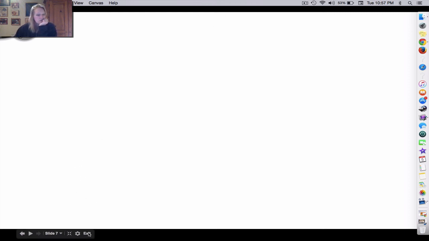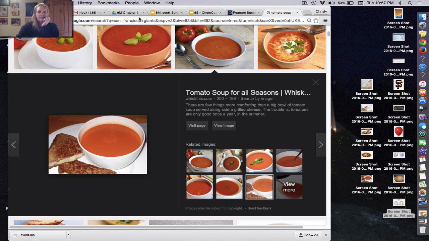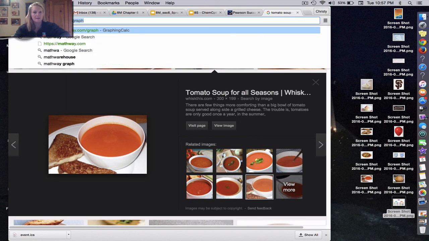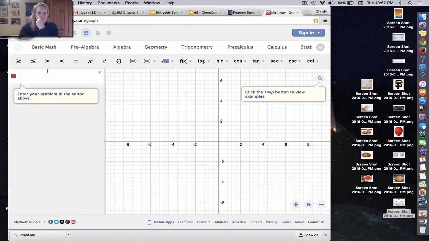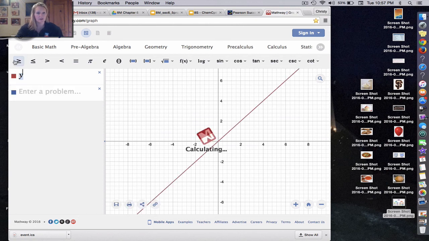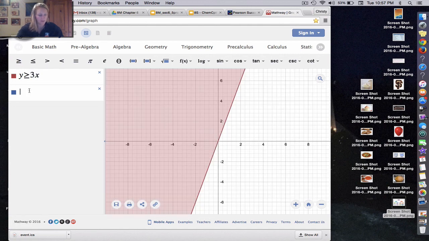But now that we have those 2 equations, we're going to go ahead and go to mathway.com, graphing. Popped right up for me. And then what you'll do is plug in your equation. So y is greater than or equal to 3x is equation number 1. Equation number 2, you solve to be y by itself.